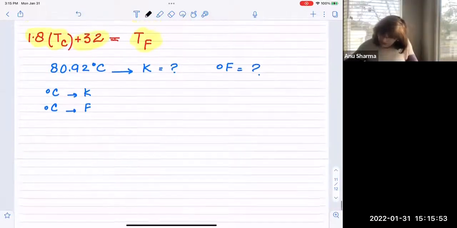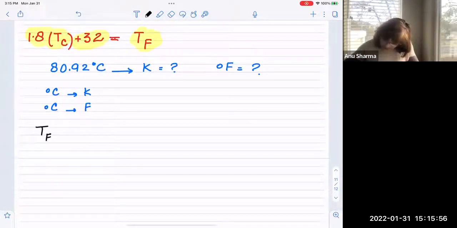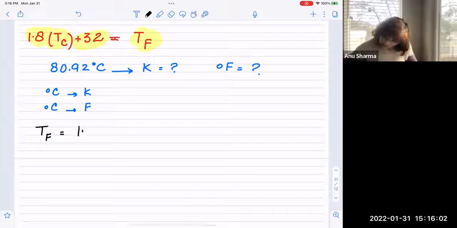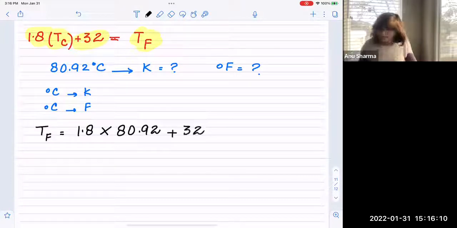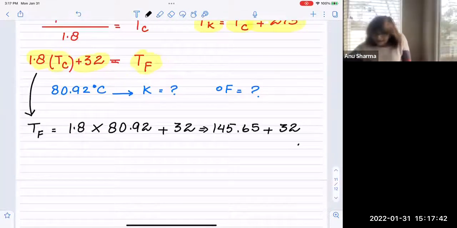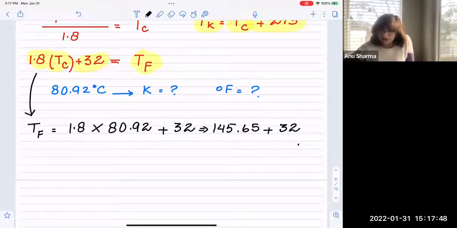So let's do the temperature in Fahrenheit. It is equal to 1.8 multiplied by 80.92 plus 32. Okay, so let's do the math here. We're taking the degrees Celsius and converting it into Fahrenheit. So first of all, 1.8 times 80.92 degrees Celsius, and then plus 32. Here we get 145.65 plus 32.